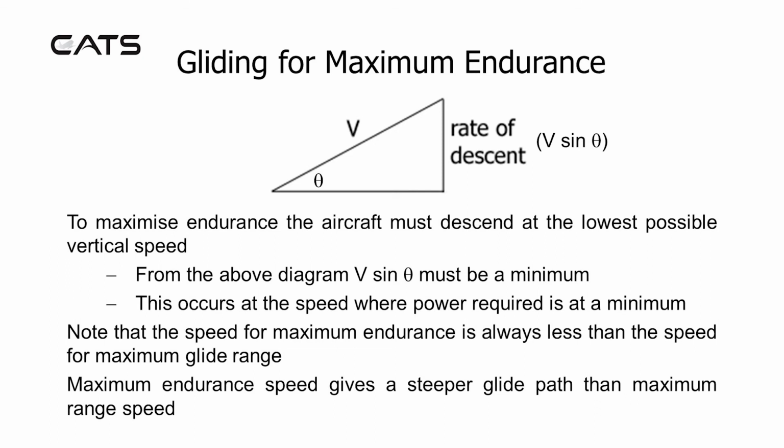Gliding for maximum endurance. To maximise endurance, the aircraft must descend at the lowest possible vertical speed. From the diagram, V sine descent angle must be at a minimum. This occurs at the speed where power required is at a minimum. Note that the speed for maximum endurance is always less than the speed for maximum glide range. Maximum endurance speed gives a steeper glide path than maximum range speed.